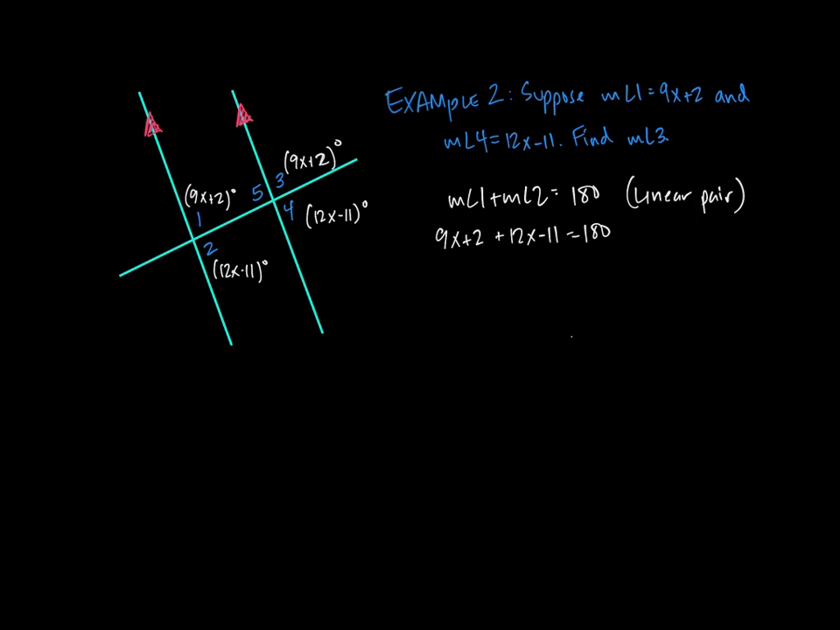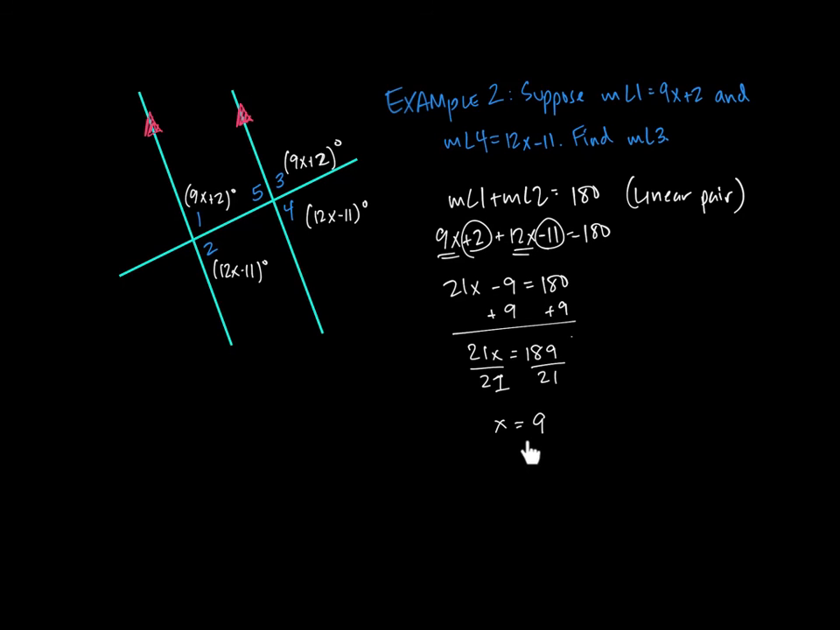And so now I just go into algebra mode. I'm going to combine my like terms, 21x, and then combine the positive 2 and the negative 11 and say that's minus 9 equals 180. I'm going to add 9 to both sides. So now I'll have 21x equals 189. I'll divide both sides by 21, and so now x equals, let's see, how many times does 21 go into 189? I'll grab my calculator real quick. And I find out that 21 goes into 189 9 times. So now x equals 9.